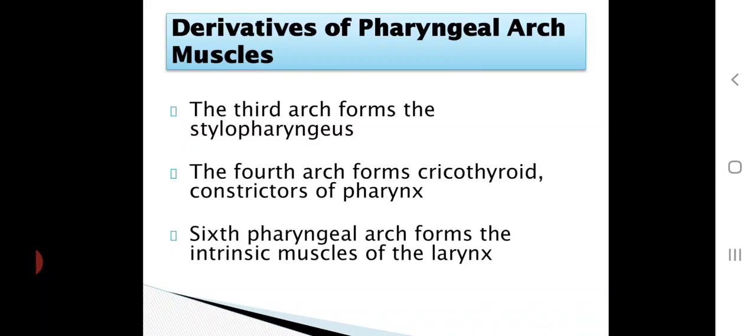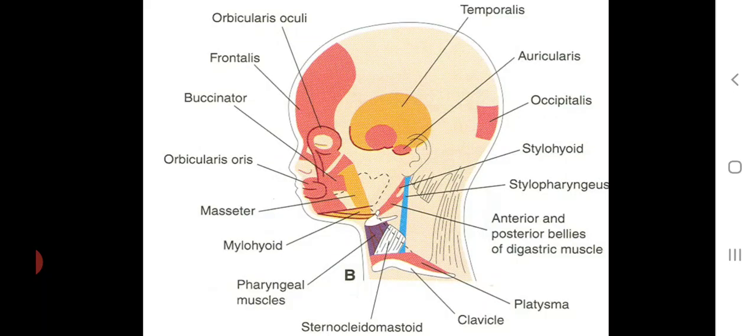This completes the derivatives of the pharyngeal arch: bony components, muscle derivatives, and we have also learned the nerves supplying these muscles, so they are the nerves of the pharyngeal arches. So the muscles of the head and neck region develop mainly from the pharyngeal arches. We have told muscles of mastication mainly from the first arch, facial muscles mainly from the second arch, stylopharyngeus from the third arch, the constrictors of the pharynx and the cricothyroid from the fourth arch, and all the intrinsic muscles of the larynx except cricothyroid from the sixth arch.